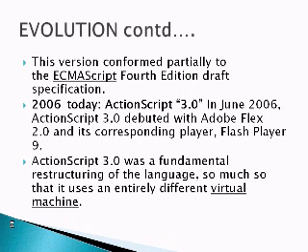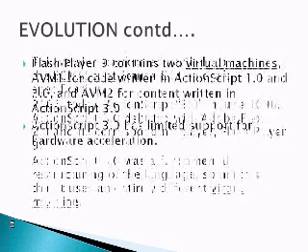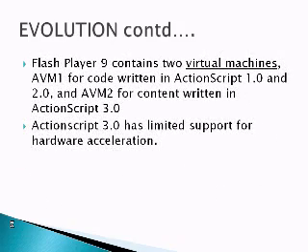Then came ActionScript 3.0 in June 2006 with Adobe Flex and the corresponding player, Flash Player 9, with a fundamental restructuring of the language, so much so that it uses an entirely different virtual machine. It contains 2 virtual machines, AVM1 for code written in ActionScript 1.0 and 2.0, and AVM2 for code written in ActionScript 3.0. This has limited support for hardware acceleration.